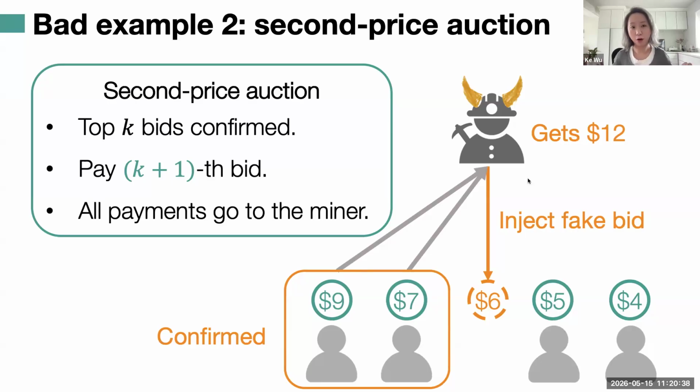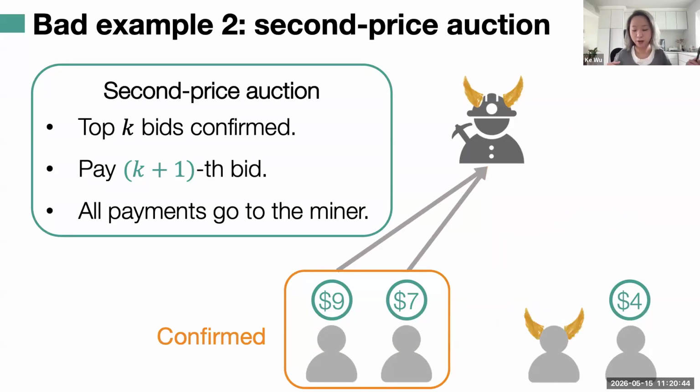In a second price auction, this attack can also happen in another mode. Maybe this miner does not want to inject a fake bid himself. What he can do is reach out to the third highest user: well, you bid 5, right? Can you just raise your bid to 6? I'm willing to share part of my profit with you. So now this user says, yeah, sure, why not? Okay, I'm going to raise my bid to 6. The two confirmed bids now pay 6, and the miner gets 12. And the miner can split its profit with this excluded user. Such a miner-user coalition is very easy to form on blockchain through binding side contracts, and they can just share their joint profit.